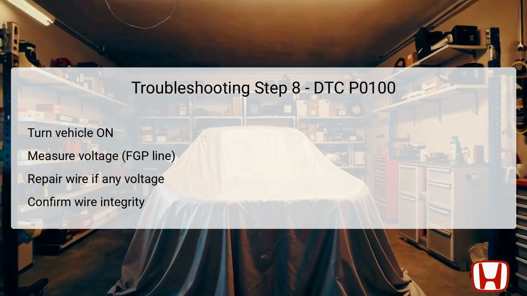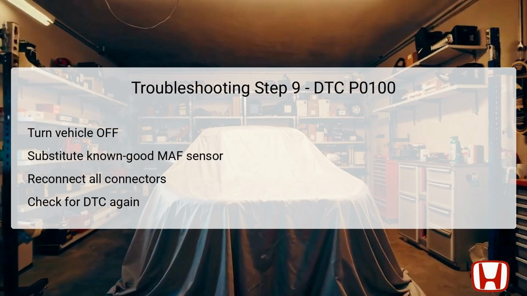However, if no voltage is present, it means the FGP wire is functioning correctly and stabilizing the inputs to the PCM. Ensuring the integrity of these wires is critical to prevent future occurrences of code P0100. Step 9 focuses on the final check of the MAF sensor IAT sensor.